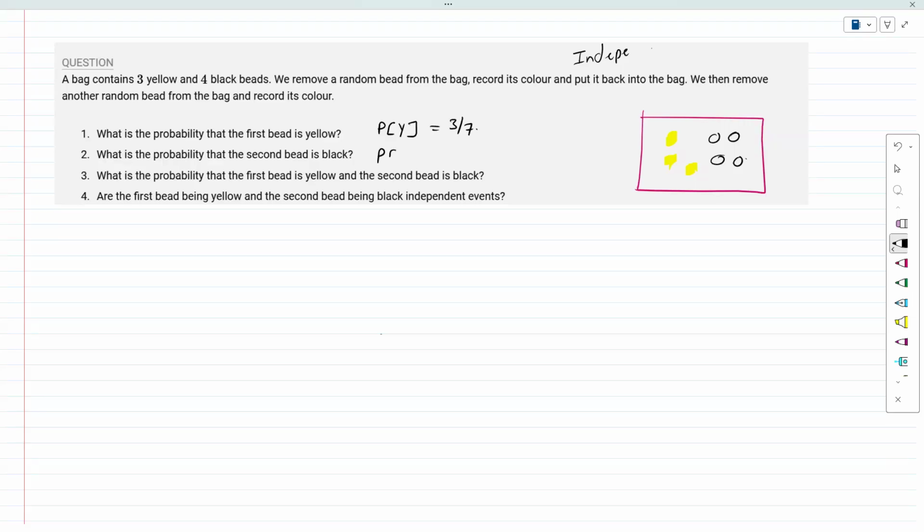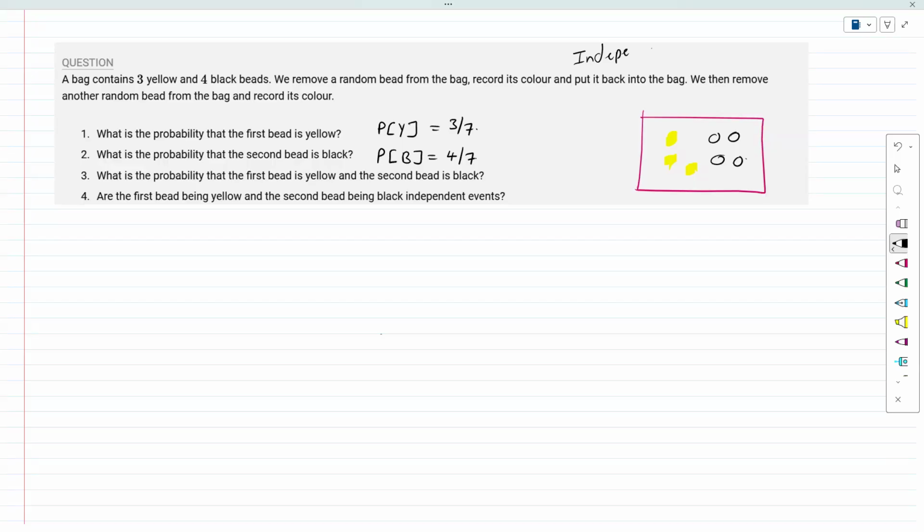What is the probability of the second black bead? Now, because this was independent, the black bead is still 4 out of 7. Nothing changes. If it was dependent, most likely this would be 4 out of 6, but it's not. What is the probability that the first bead is yellow and the second bead is black?